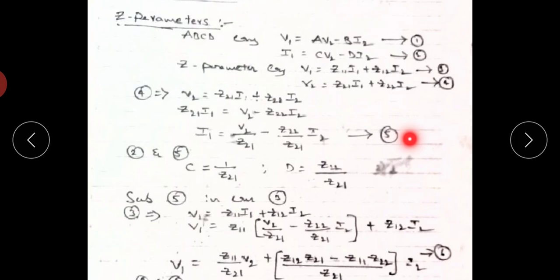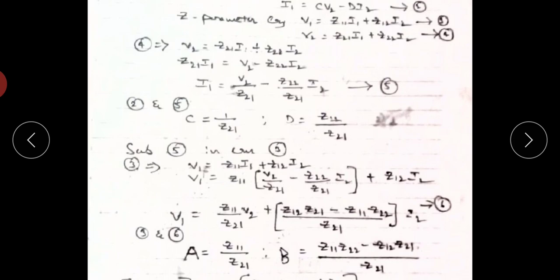Now substitute equation number 5 in equation 3. Equation 3: V1 equals Z11 I1 plus Z12 I2. So V1 equals Z11 into V2 by Z21 minus Z22 by Z21 into I2, plus Z12 into I2. From this equation we can write V1 equals Z11 by Z21 into V2 plus Z12 Z21 minus Z11 Z22 by Z21 into I2.